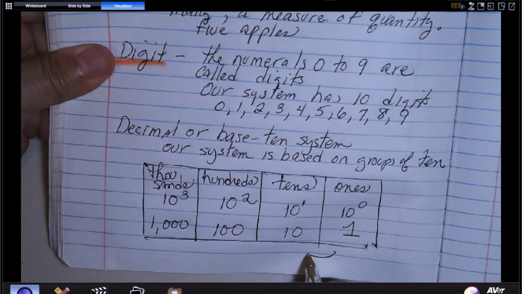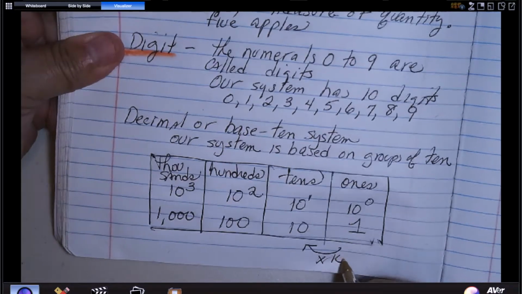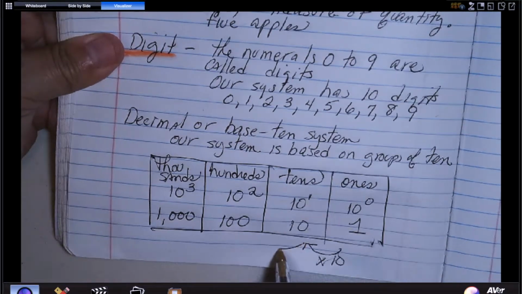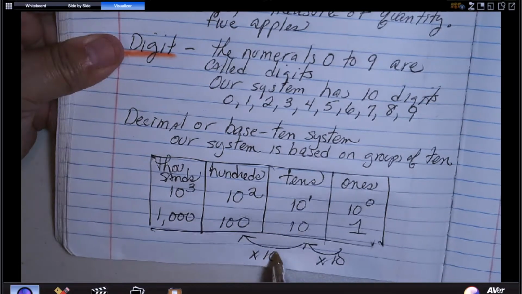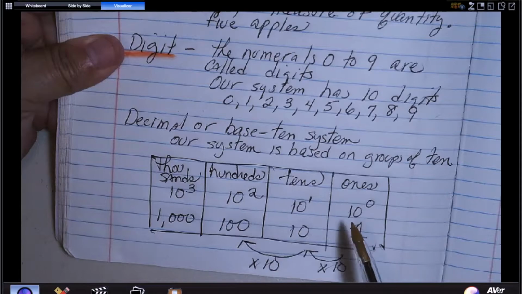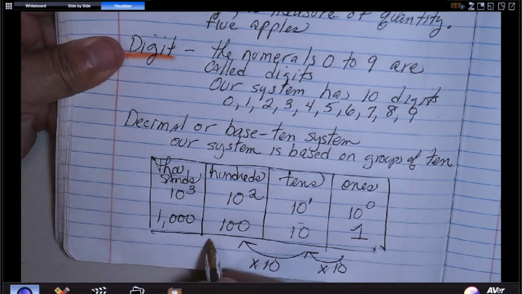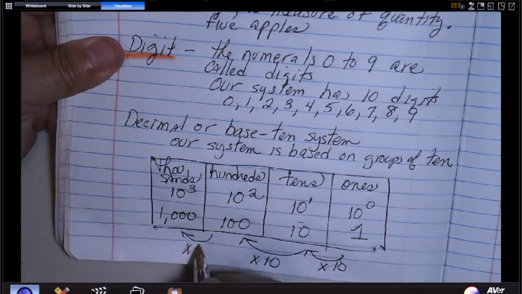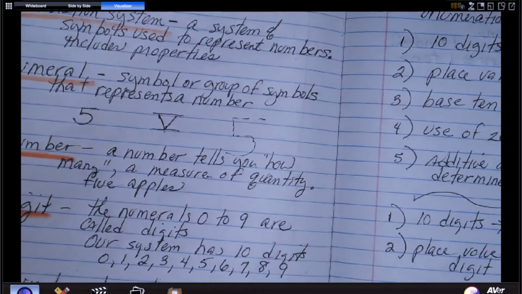Okay, so let's go back over here where we talked about that. Every time I move to the left, we are multiplying by 10. 1 times 10 is 10. 10 times 10 is 100. 100 times 10 is 1,000. So let's write that down over here.